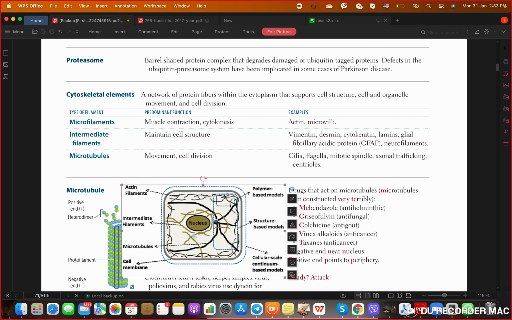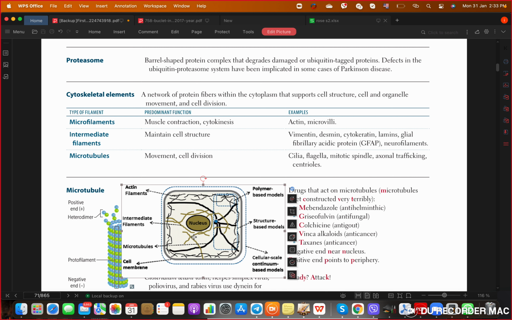Some of these you actually have to know, like vimentin and desmin, which are located in the muscle cells. Cytokeratin will be in the epithelial cells. Lamins as well. Glial fibrillary acidic proteins, make a note, these are in the CNS. Same with neurofilaments. It's important to know the location of each of these.